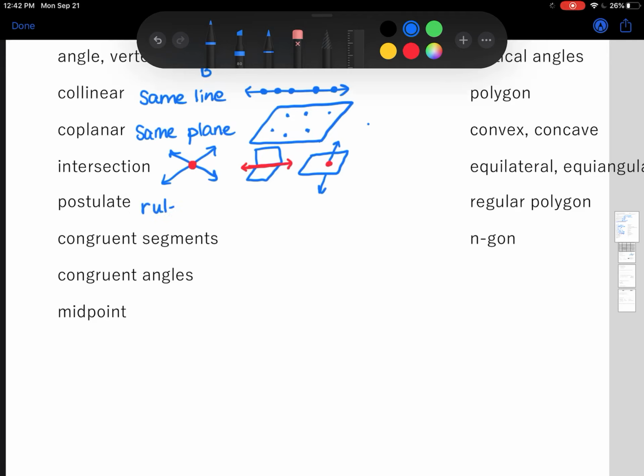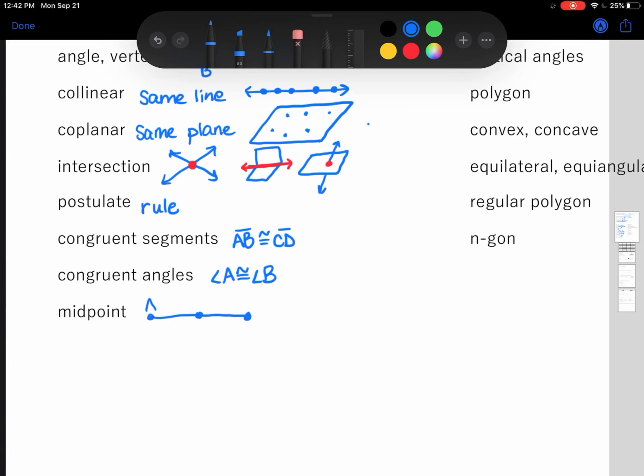A postulate is a rule that we just accept without proof. It's just a rule. If you have 2 segments that have the same measurement, you can say that those segments are congruent to one another. Same with angles. If you have 2 angles with the same measurement, we say that those angles are congruent to each other.